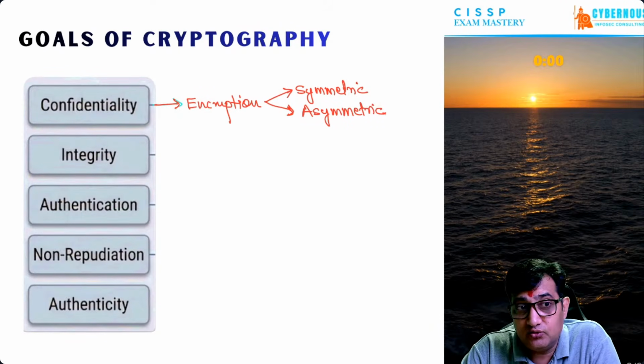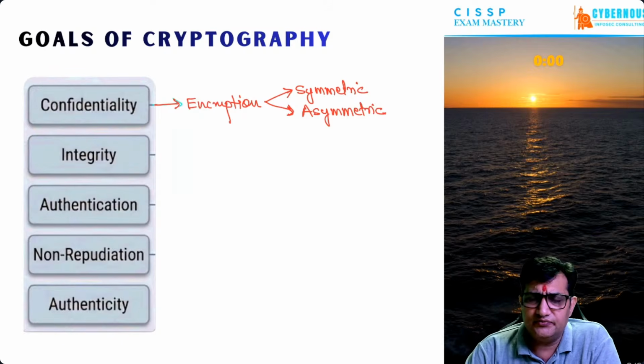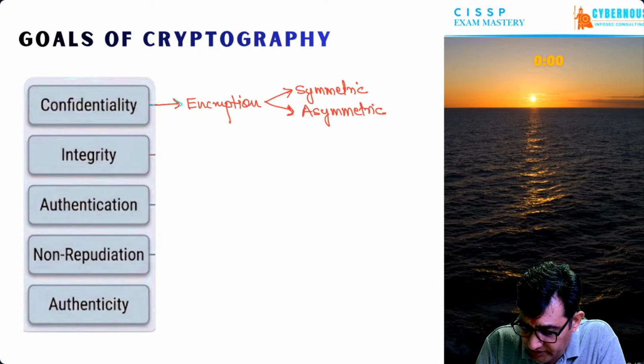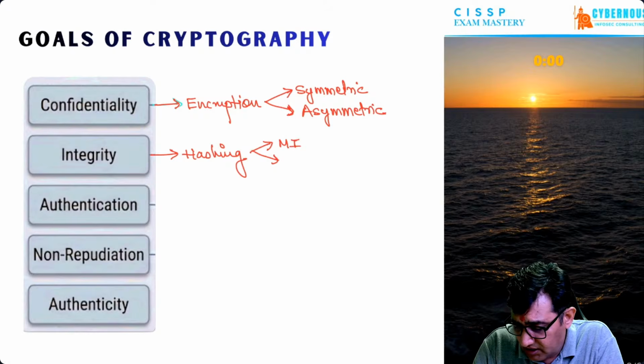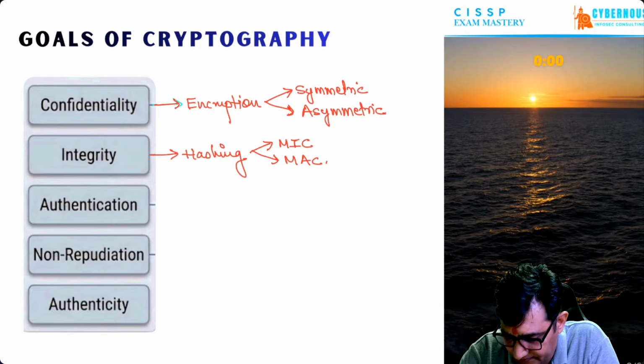Then the next goal of cryptography is to achieve integrity. The message which the sender is going to send to the receiver should not be modified by an unauthorized party. And this is where we are going to tag it with hashing. Now in hashing as well, we have two types: one is message integrity code and the other is message authentication code. I will take you through that in just a while.